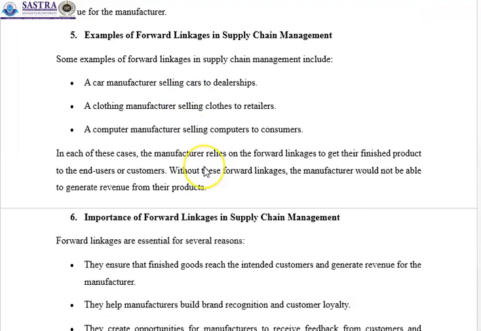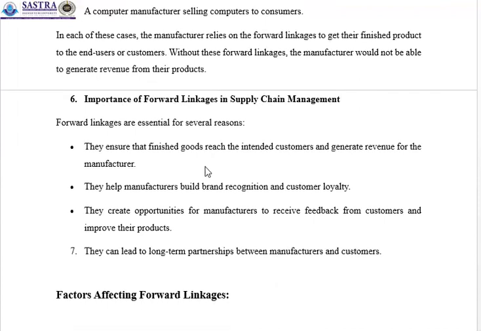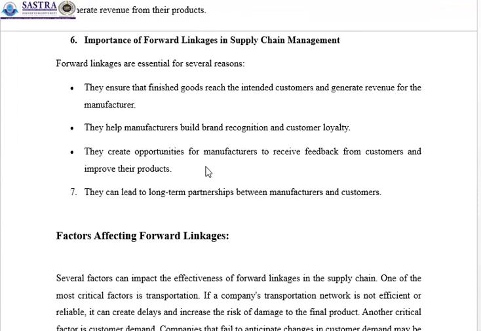And then the importance of forward linkages in the supply chain. When you are talking about the importance, they ensure that the finished goods are reaching the intended customers and generate revenue for the manufacturers, because the manufacturers fully depend upon the production cycle for when they will get their revenue back. Based on that revenue they will operate their working capital, and that working capital will in turn give them the next cycle fundings.